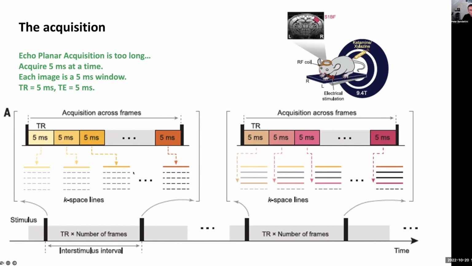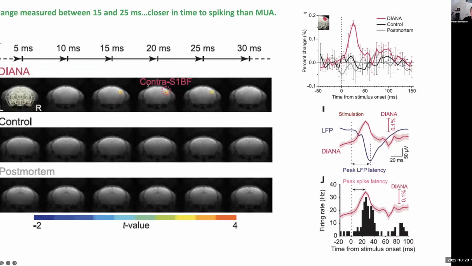So the first image would be the first 5 milliseconds. Eventually you would build it up. It'd be the first 5 milliseconds, then the next 5 milliseconds, and so on. So they made time series of these. And what they found is that they did basically electrical stimulation of the whisker pad. And they found that within 15 or 20 milliseconds, they saw a pretty robust response.